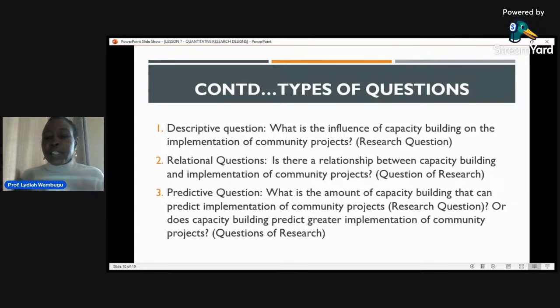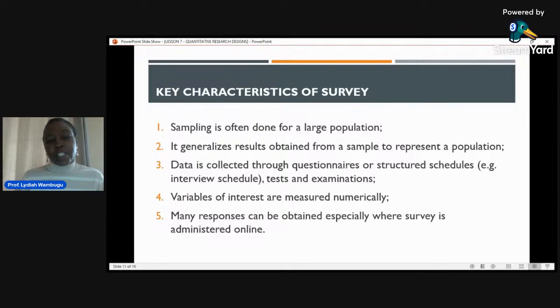Predictive. What is the amount of capacity building that can predict implementation of community projects? That is a research question. Or does capacity building predict greater implementation of community projects? That is a question of research. So such type of questions, we answer them using survey. So descriptive, relational, and predictive. In a video, I said, what is the relationship between capacity building and implementation of community projects? That is a research question that is relational. So that is the work, that is what survey will help us to do.